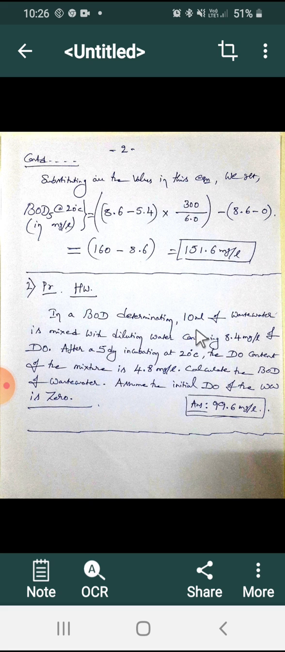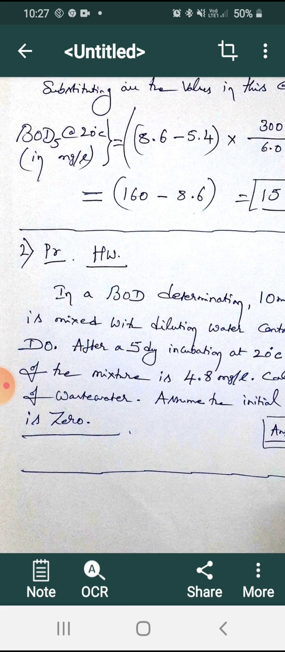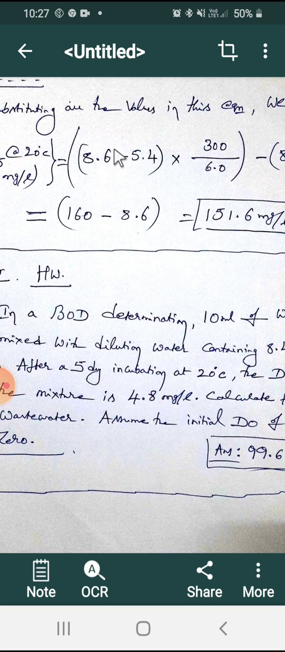Now here, in a BOD determination, 10 ml of wastewater sample is mixed with the dilution water, containing this much oxygen, and the DO after 5 days is equal to this much. The same type of problem is given, so that you can solve the problem very easily. The answer is this much. For the coming internal examinations, I am going to give these problems.